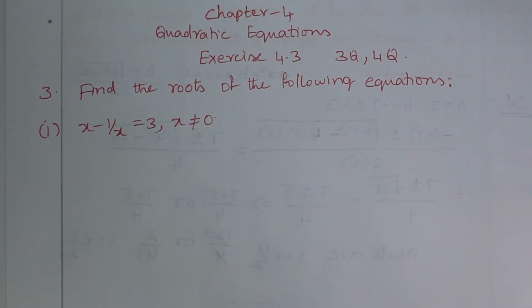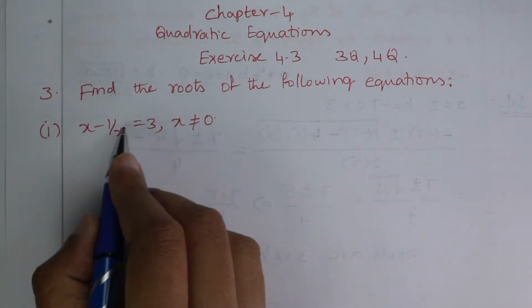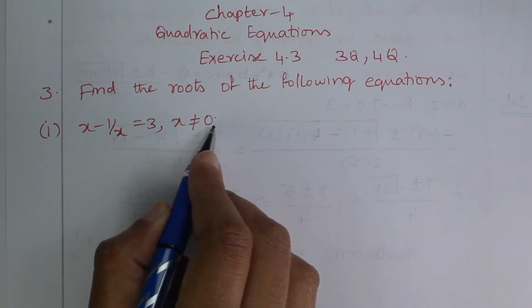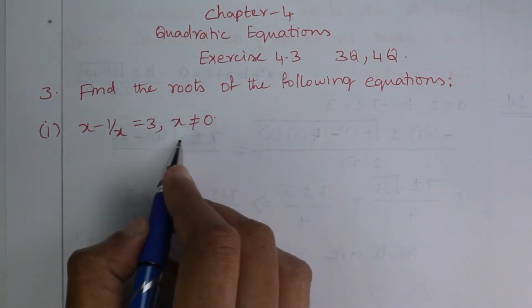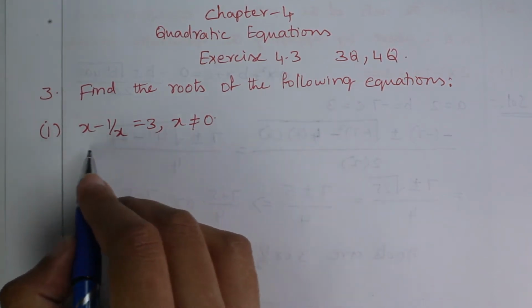So let's read the question first. Find the roots of the following equations. x minus 1 by x is equal to 3, x is not equal to 0. For solving this equation we are going to use the quadratic equation formula to find the roots.